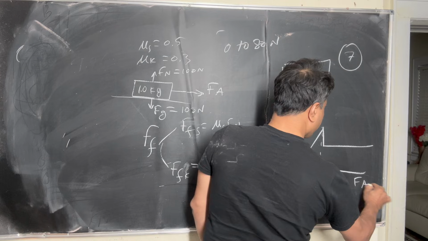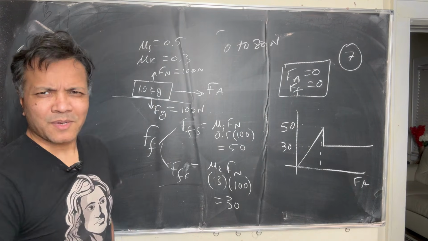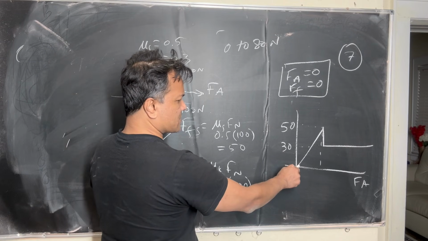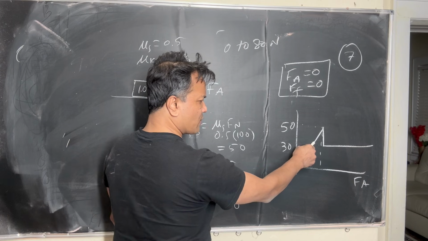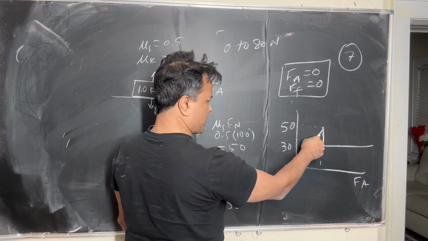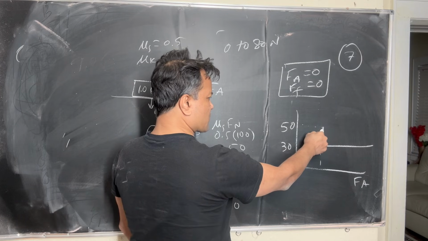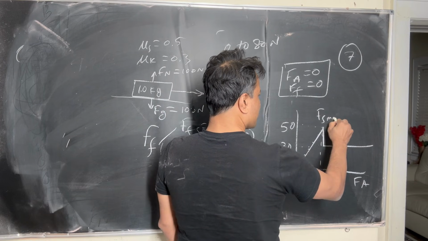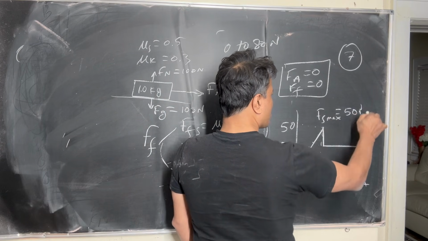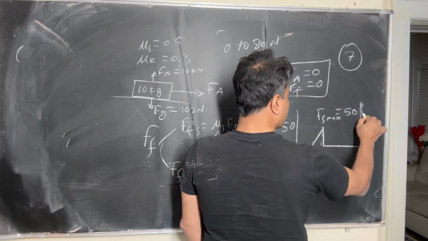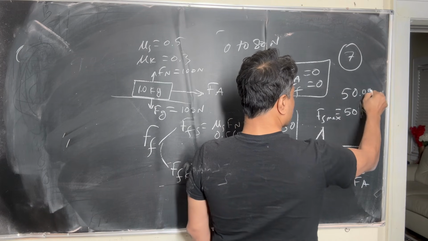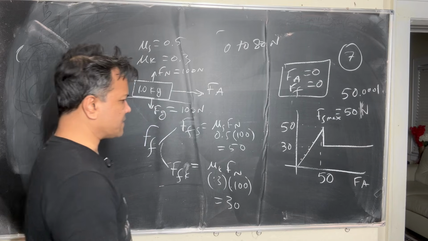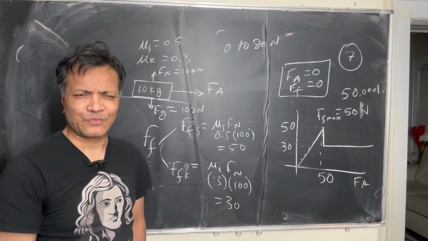So this is Fa. What is the minimum Fa that will move the box? 0 will not move the box. 10, 20, 30 will not move the box. 40 will not move the box. 45 will not move the box. 49 will not move the box. 49.99 will not move the box. 50 is the fs max. So anything more than 50, like 50.0001, will move the box. So you're going to write 50. Excellent, this is what I asked you to do. This is 80.